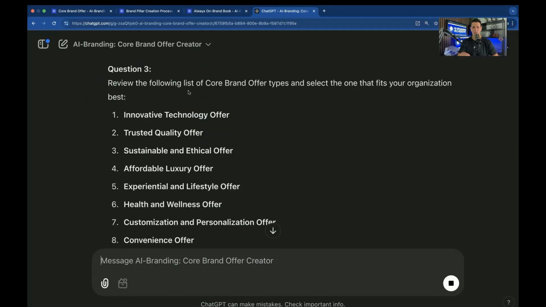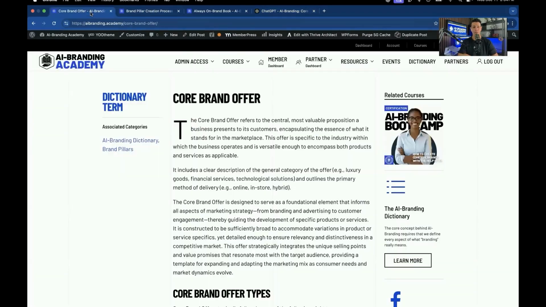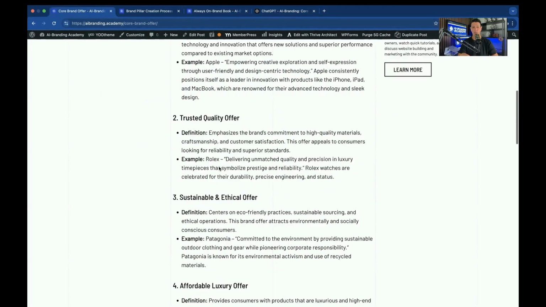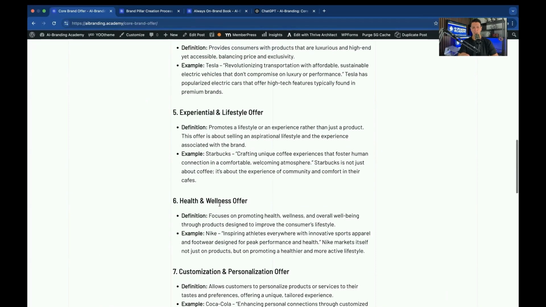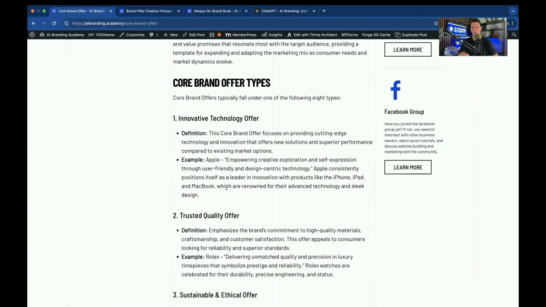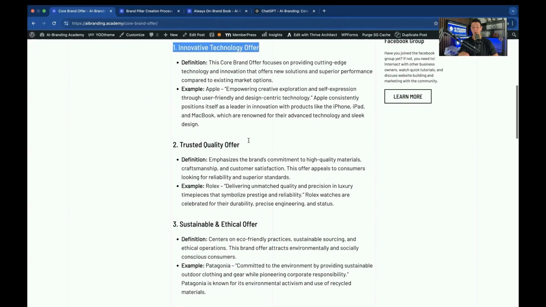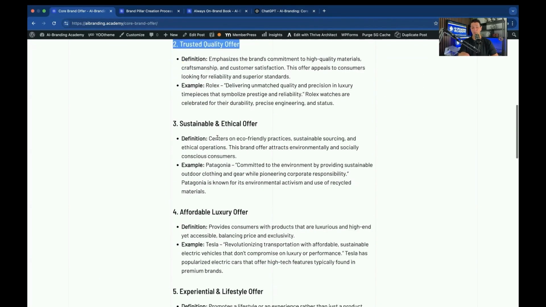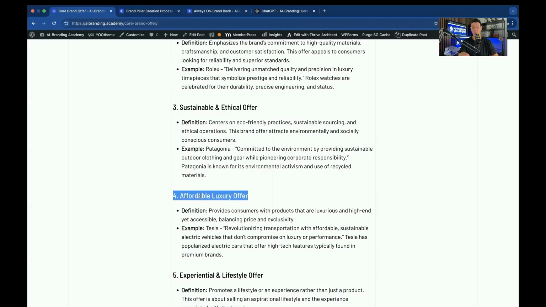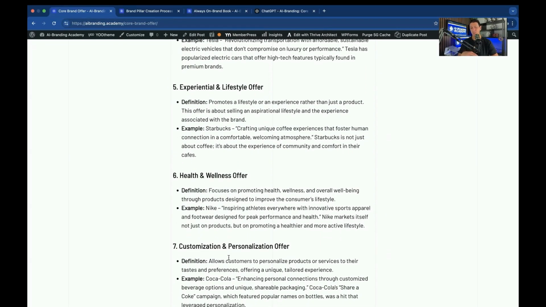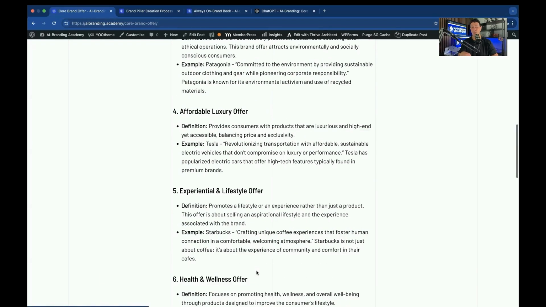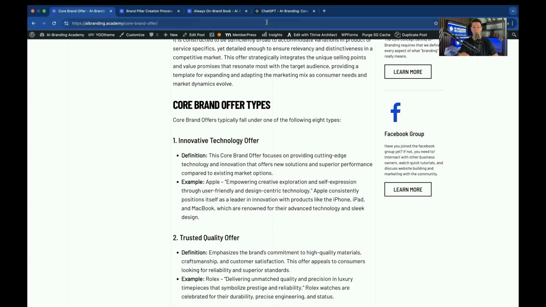Question 3, review the following list of core brand offer types and select the one that fits your organization the best. There are definitions for each of these. And if you look back at our definition, you'll see the core brand offer types. There's only, let's say, 8 types, pretty simple. It's just supposed to help you categorize what you're selling, because say you're a technology or a SaaS company. You could be an innovative technology offer, but it could also be a trusted quality offer, or a sustainable and ethical offer, or an affordable luxury offer. Every business could really fit into most of these categories. Maybe not health and wellness, but most of the other ones you could do multiple. So it's really up to you as the business owner or marketer to decide where you should be.